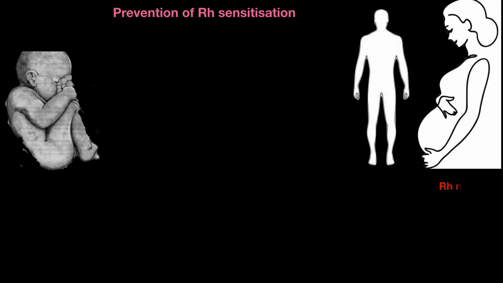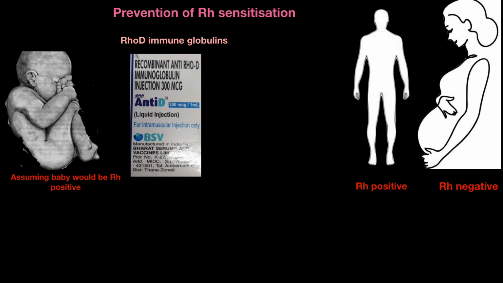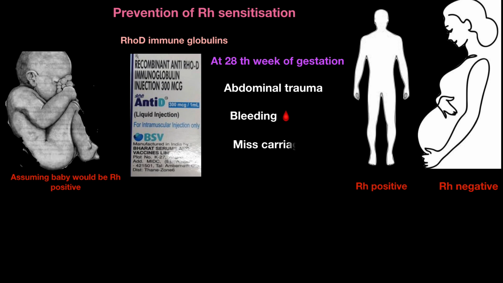If the mother is RH negative and her partner is RH positive, then assuming the baby would be RH positive, Rhogam immunoglobulin is given at 28 weeks of gestation to prevent RH sensitization from possible events like abdominal trauma, bleeding or miscarriage. The second dose is given within 72 hours of delivery to prevent the mom's immune system from becoming sensitized and initiating an immune response, thereby protecting future pregnancies.